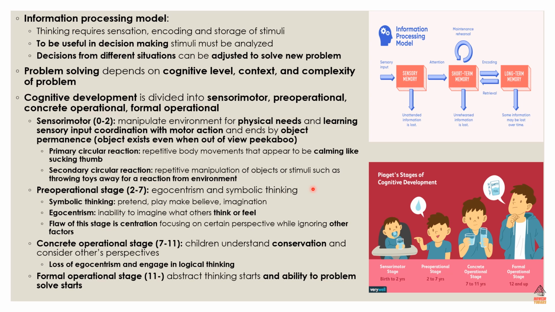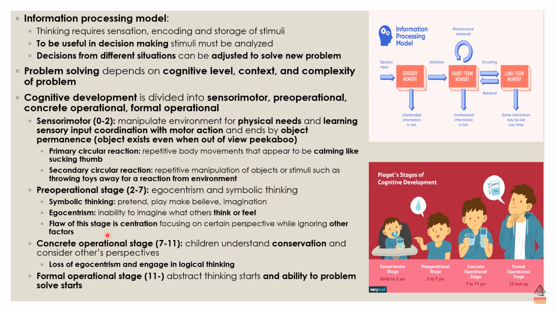So you got the primary circular reaction. That's repetitive body movement. They appear to be calming. At this stage, they're in a new learning period. They rely on themselves until they learn to trust their environment. Something they do to calm themselves is, for instance, sucking their thumb. And then you got the secondary circular reaction, which is basically repetitive manipulation of the object or the stimuli, just like I said, to get a reaction from the environment.